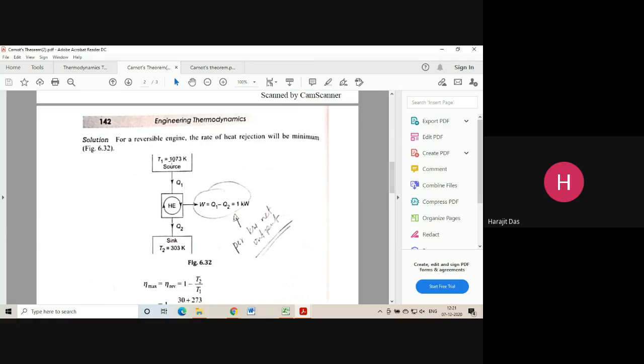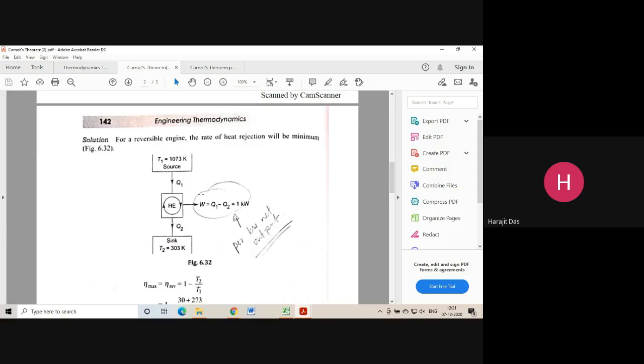So this is 1073, 800 plus 273 Kelvin, so 1073 Kelvin. This is the source. From the source, the heat engine, a cyclic reversible heat engine, will take heat Q1. We don't know the amount of heat Q1, we need to find it out. And this Q2 amount of heat it has to reject, otherwise it cannot produce W amount of work done, otherwise it will be a PMM2 machine.